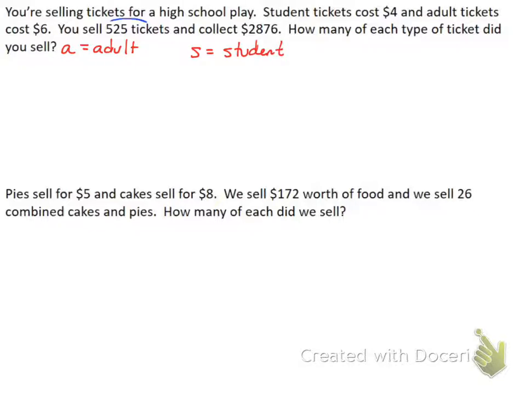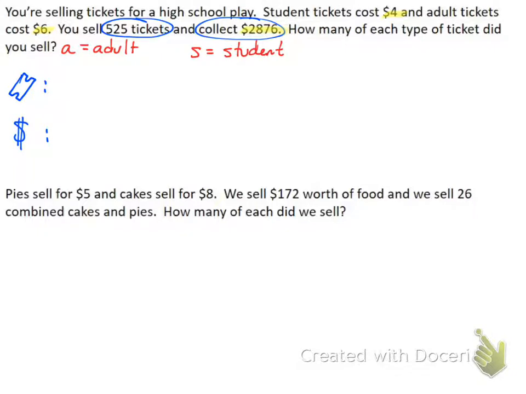And then right here, if you guys could just circle 525 tickets and collect $2,876. So what I see here is I have two different total amounts. And this is what's going to tell me that this is going to be a units problem. So I have two totals. One of them is total tickets. So I'm going to have one equation that just has to deal with tickets. The other one is total money. And so I'm going to have one that just has to do with money. The money equation is pretty easy. Each of the dollar amounts that I have here is going to go into my money equation, which should kind of make sense.